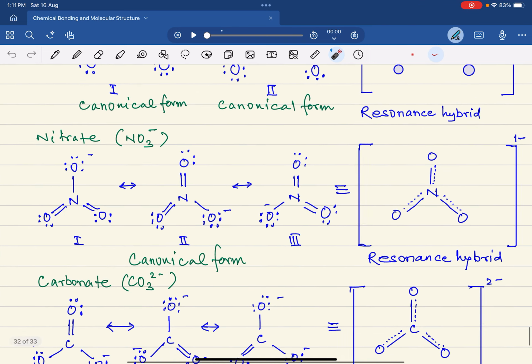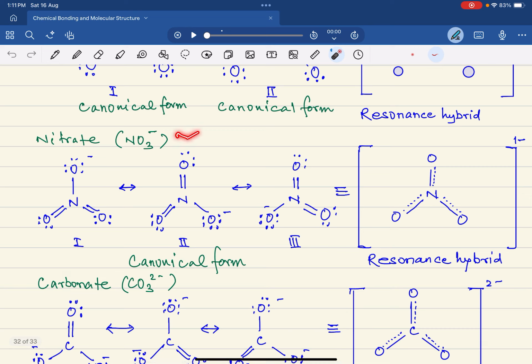Similarly, another example is nitrate radical. In case of nitrate radical, NO3 minus, and we know a very simple technique. If one negative means one single bond and remaining two bonds are double bond. In this case, with the movement of sigma electron and movement of pi electrons, the total number of bonds are 3. So, 3 resonating structures are possible.